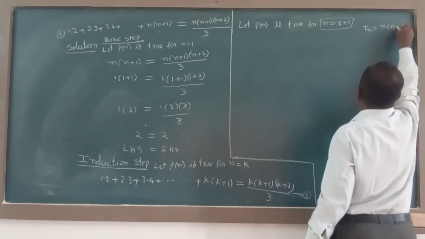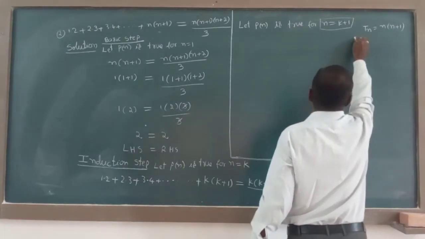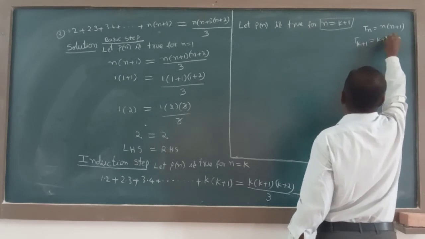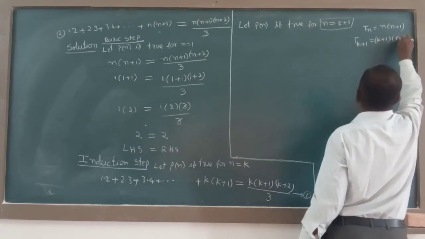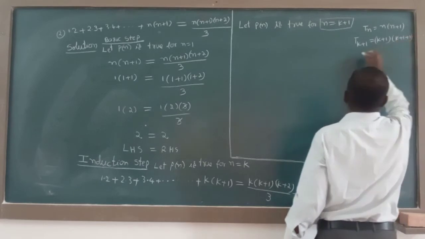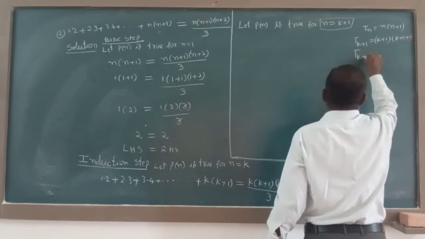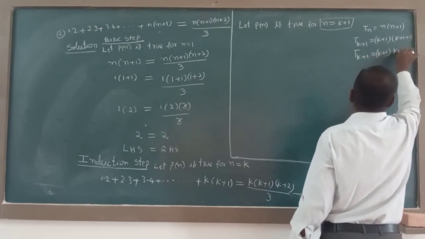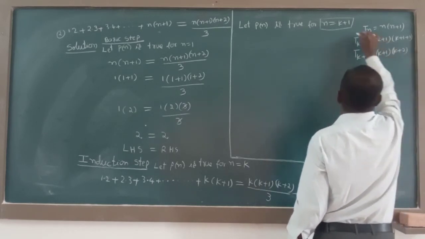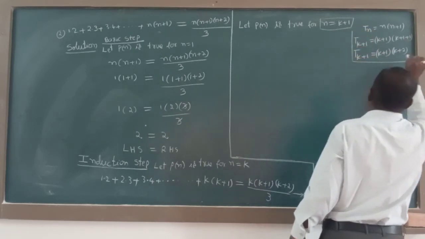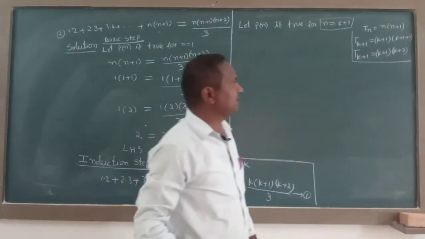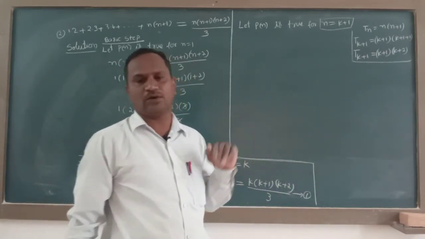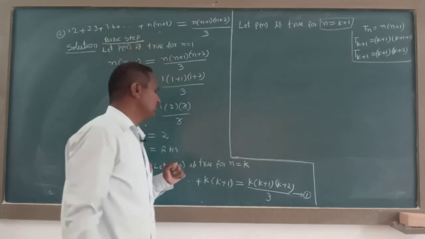N into n plus 1 here. In this case, Tk plus 1 is equal to k plus 1 into k plus 1 plus 1, that is k plus 2. It is the k plus 1 term. The k plus 1 term is k plus 1 into k plus 2. Now add this k plus 1 term on both sides of equation number 1.